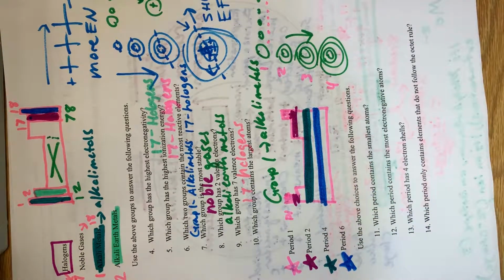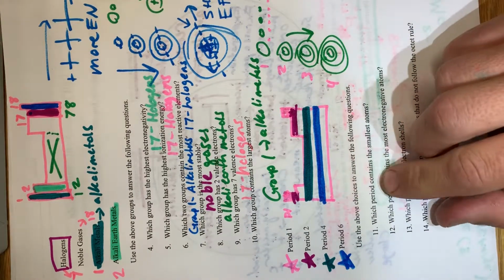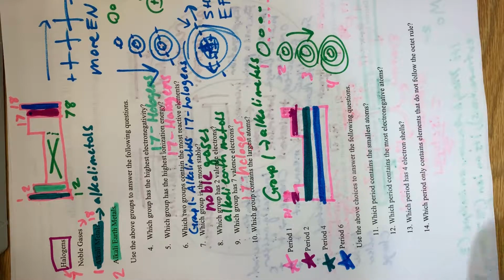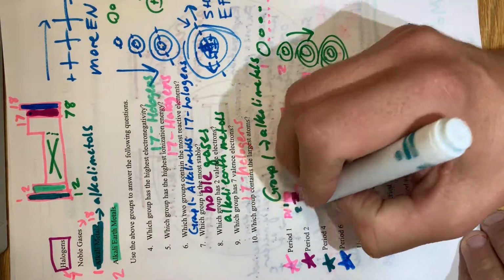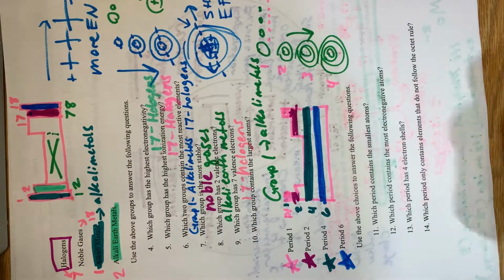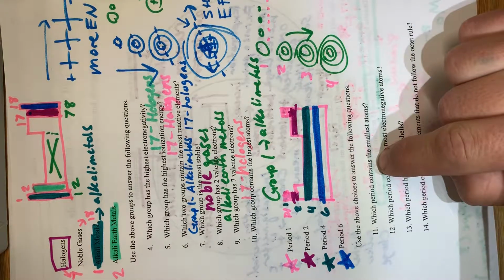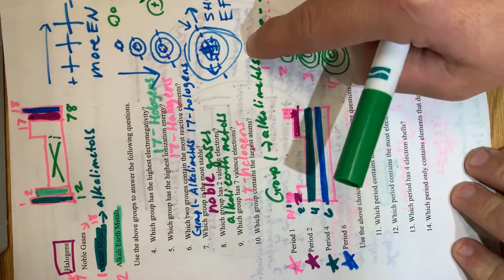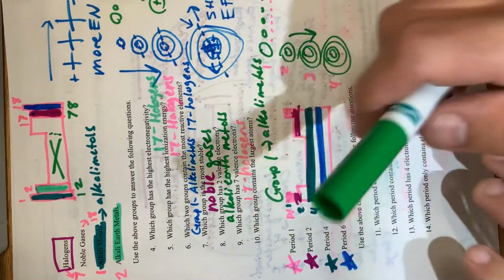So, which period contains the smallest atoms? We would look here and say, well, where are the smallest atoms on the periodic table? The trend here is that they get smaller as you go up the periodic table. So it would have to be the highest period. So period 1.